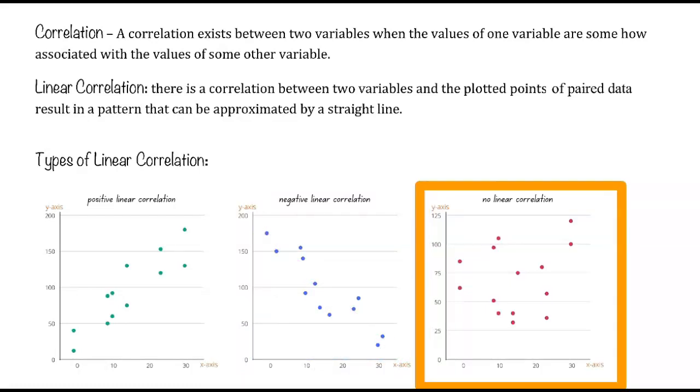The final option is to have no linear correlation. That's where the paired data cannot be approximated by a straight line. This doesn't rule out a different type of correlation. We're just saying that the pattern can't be approximated by a straight line. For example, if our x-axis corresponded to the amount of chocolate consumed and the y-axis corresponded to exam scores, we would not expect there to be a linear correlation.